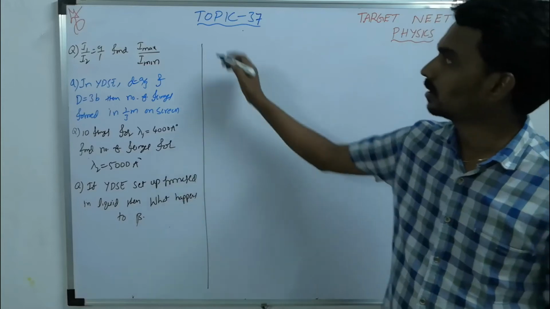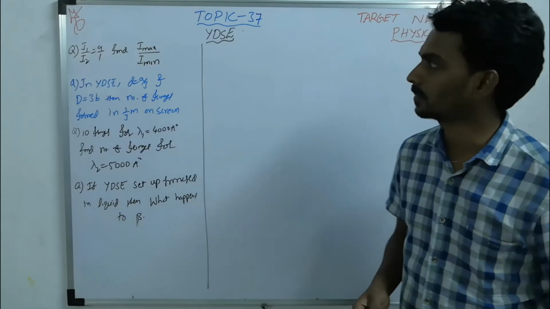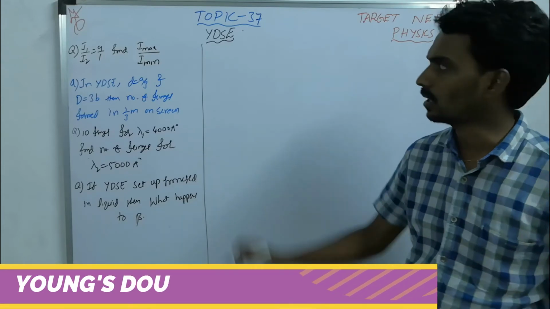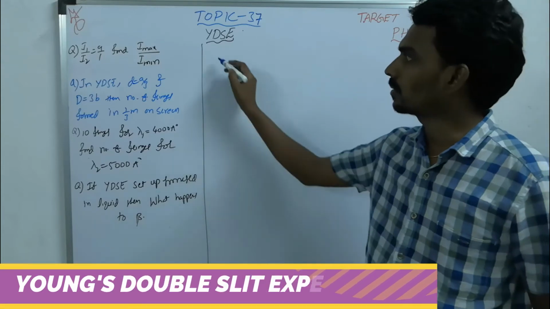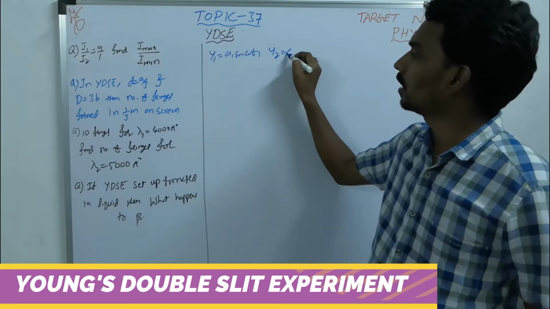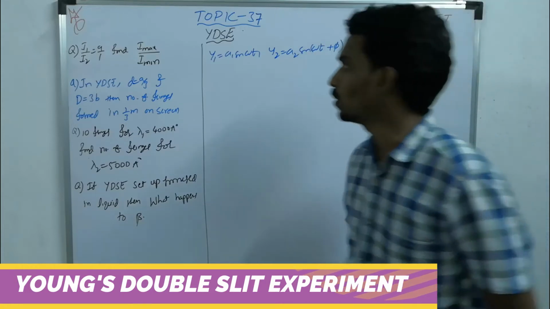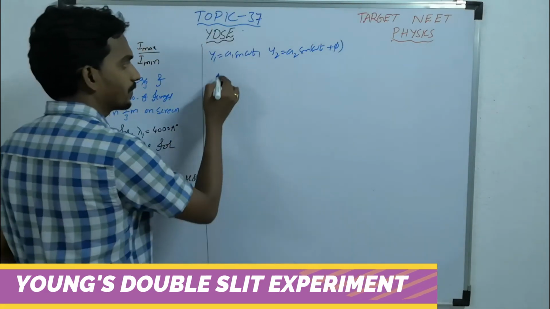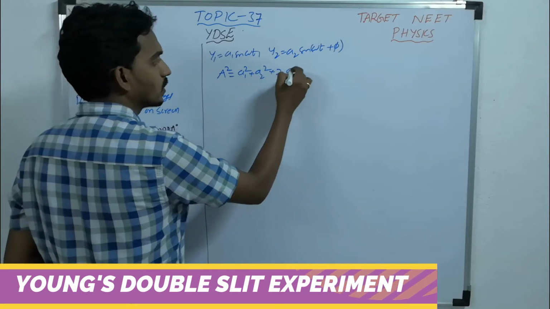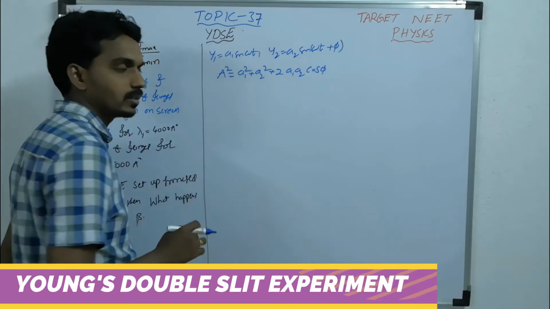Topic: Young's double slit experiment, interference. So the very first kind of question we can expect based on this is about interference. What is interference? If two different waves having amplitudes A1, A2 interfere, superimpose with a phase difference phi, the resultant amplitude squared is A1 square plus A2 square plus 2A1 A2 cos phi, where phi is the phase difference.